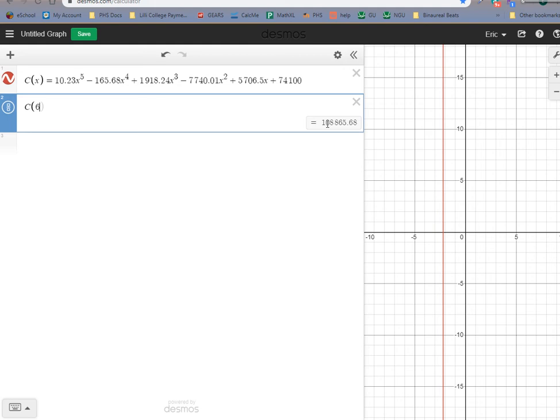The question tells me to round to the nearest dollar, so once again, I would just round that 108,865.68 to 866. Okay? So for big computational questions like that, use technology. That's what it's for. Okay? So there's the first problem. Let's look at the others.